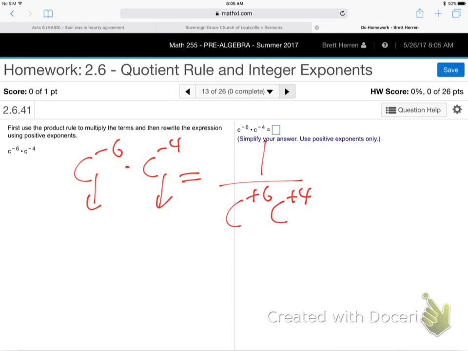We have one more step. Now, what do we do with these guys? Let me make sure we're all good to this point, right?